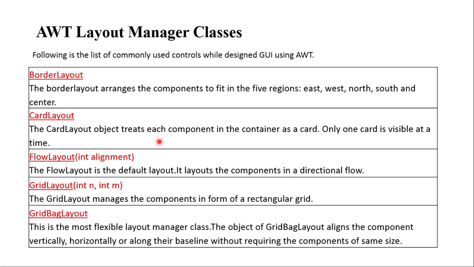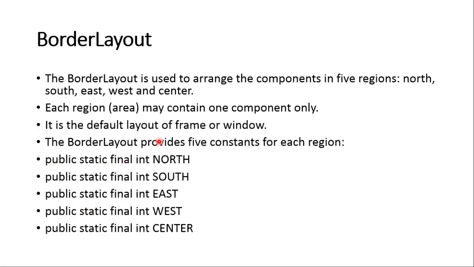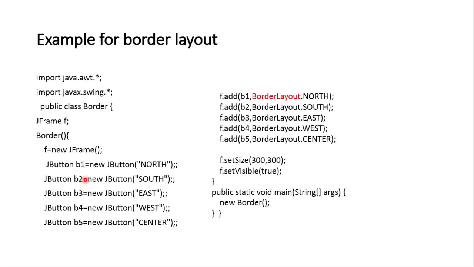Border layout basically consists of 5 different regions like east, west, north, south, and center. Herewith I've given some explanation of what is border layout, and these are all the constant regions like north, south, east, west. You need to follow this one, right? And this is how the coding looks like. I have imported AWT package and swing, and this is a class. The class name is border, and I'm going to use JFrame. I have used swing here, so JFrame.